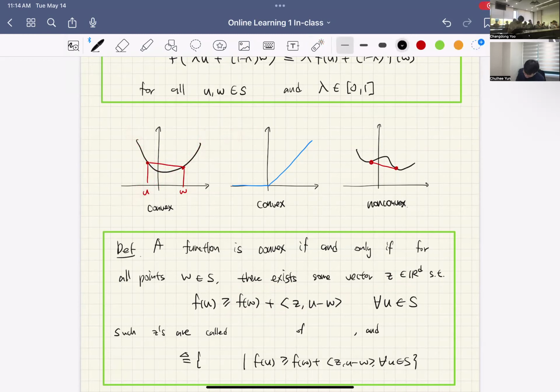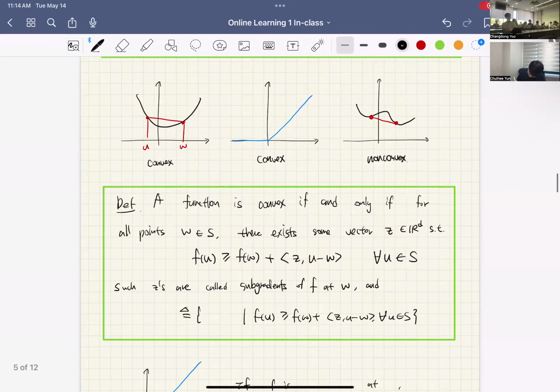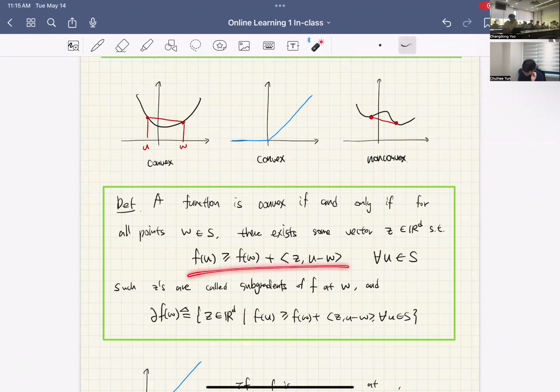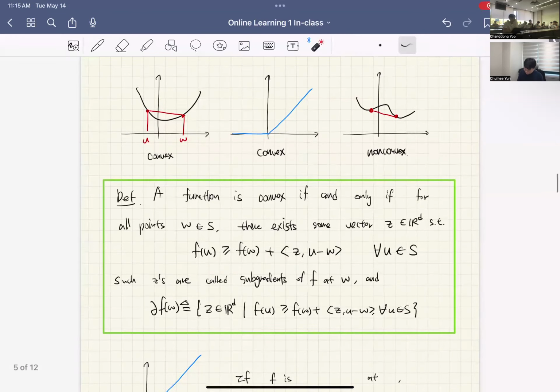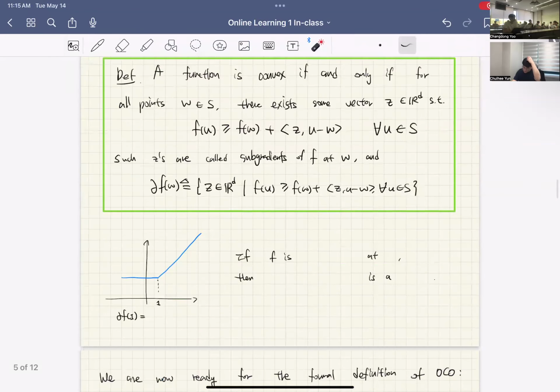Okay, so such vectors z are called the subgradients of the function f at w, and the collection of all the subgradient values is denoted as partial f of w. So this is the collection of all the z's inside R^d such that this inequality holds for all u. Okay, so let me give you some examples.